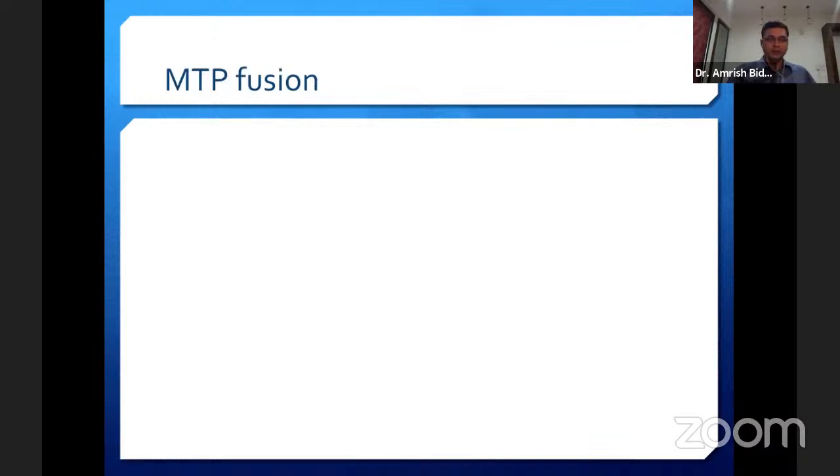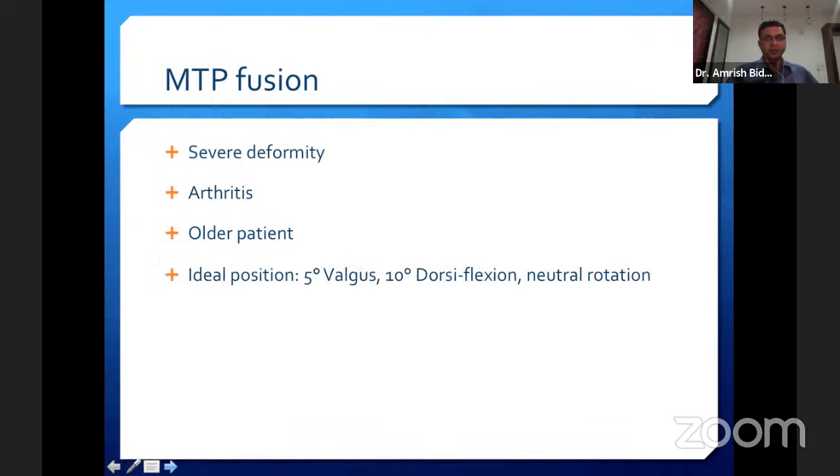The third surgery that I offer for these patients is an MTP fusion. So when do you do an MTP fusion? If there is a severe deformity, more than 40 to 50 degrees, just doing a scarf is not going to help. If the patient has any arthritis, you obviously go for MTP fusion. Generally in older patients, more than 60-something years old, you want to give them one procedure that is likely to last and give them good benefit, rather than an osteotomy in which the deformity may recur. Or if the patient has rheumatoid arthritis, then you do an MTP fusion.